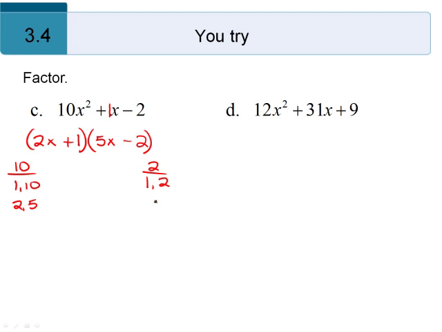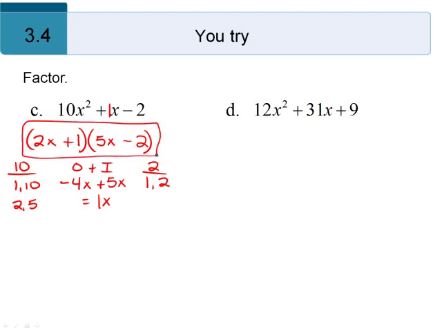And now we need to check the outer plus the inner. Okay, so the outer term, 2x times negative 2, is negative 4x, and the inner term, 1 times 5x, would be plus 5x. So negative 4 plus 5 gives me positive 1x, which is what we have in the middle. So there is your answer.